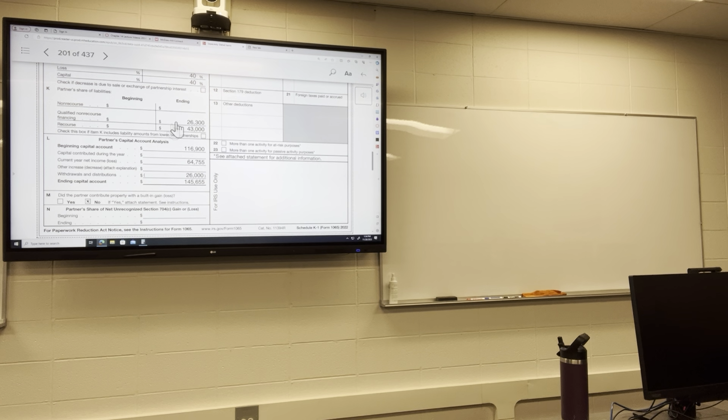So this is where the liabilities come in. It shows you the beginning liabilities, partner share of liabilities, ending. This is not the total liabilities for the partnership, it's just the partner's share of them. We'd only use that at the very end if our basis had dipped below 0, then we can dip into that basis. Okay?